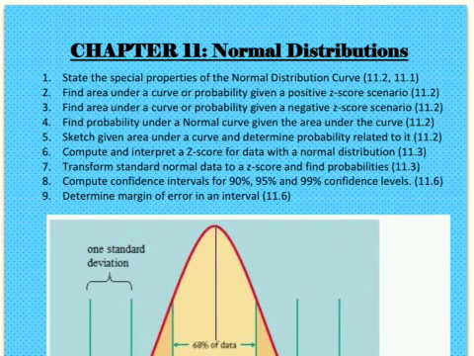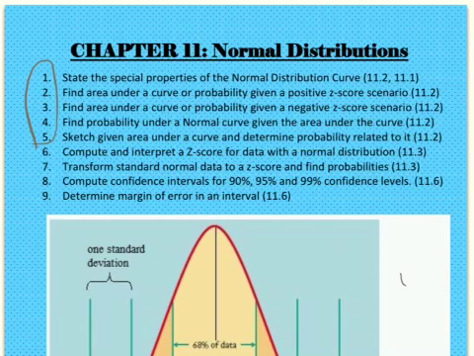Now, as we get into Chapter 11, we're going to talk about three sections: 11.2, 3, and 6. In this first section, you're going to notice there are actually 5 different objectives that we're going to address. These 5 right here deal with looking at the standard normal curve. We're going to find area under the curve, or we're going to find probabilities. It means the same thing. And then you're going to actually sketch the curve in scenarios.